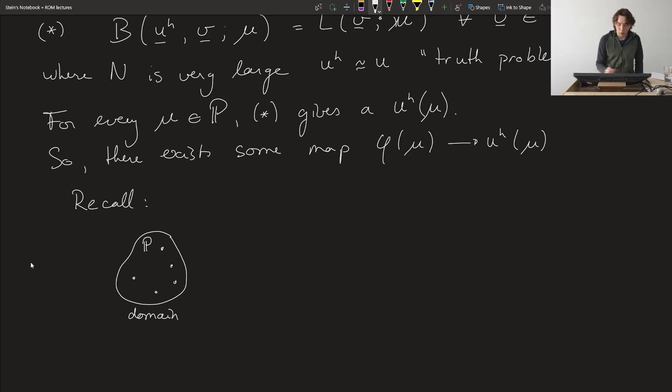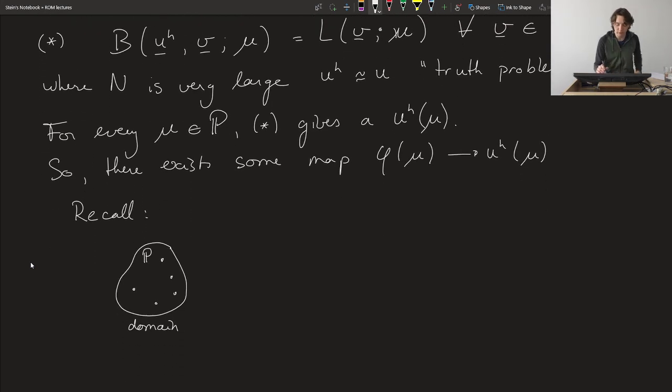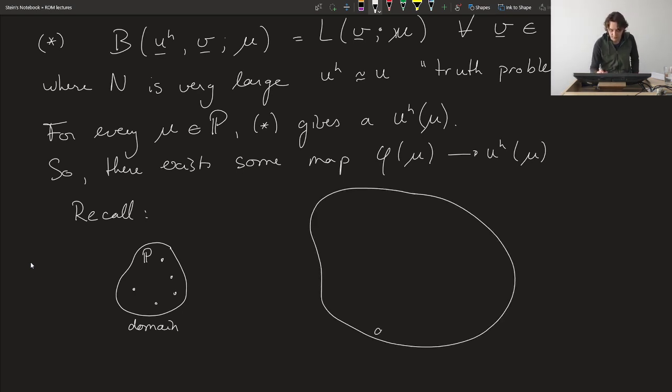Then the codomain was the global space to which our mapping maps, and that is precisely U_h, the capital U. So that is all possible finite element solutions. So this is our codomain.